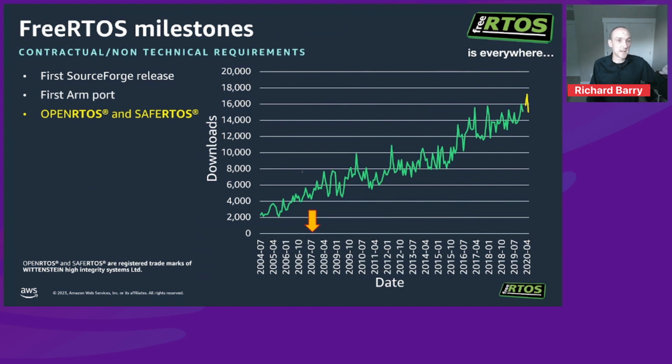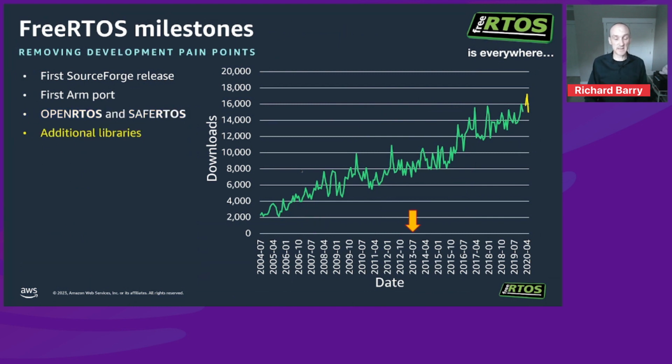So the next milestone of interest is the release of OpenRTOS, which is a commercially licensed version of FreeRTOS. Why would we do that? Well, FreeRTOS is open source, but some companies just require a commercial license for whatever internal procedural reasons they have. Now, at the time, I was working with Wittenstein High Integrity Systems on the safety critical version, which is SafeRTOS. So whilst my company wasn't really set up to do commercial licensing, Wittenstein had the expertise in the code, so we licensed Wittenstein to be able to sell FreeRTOS code, but under a commercial license.